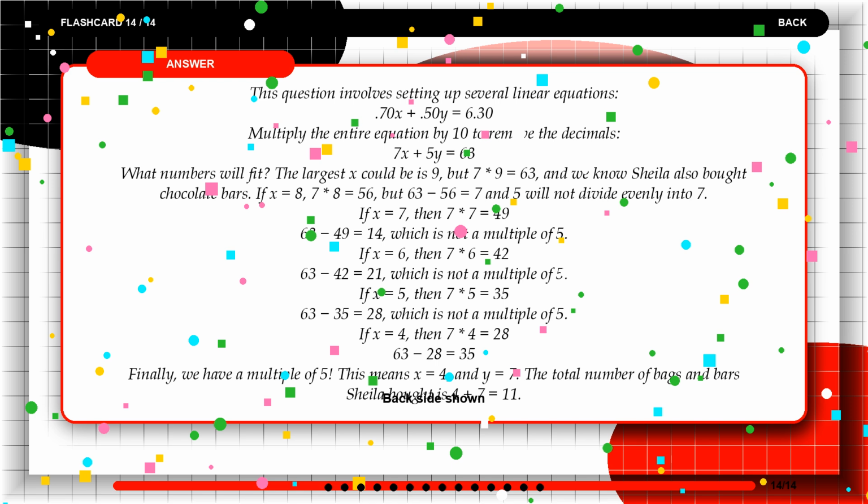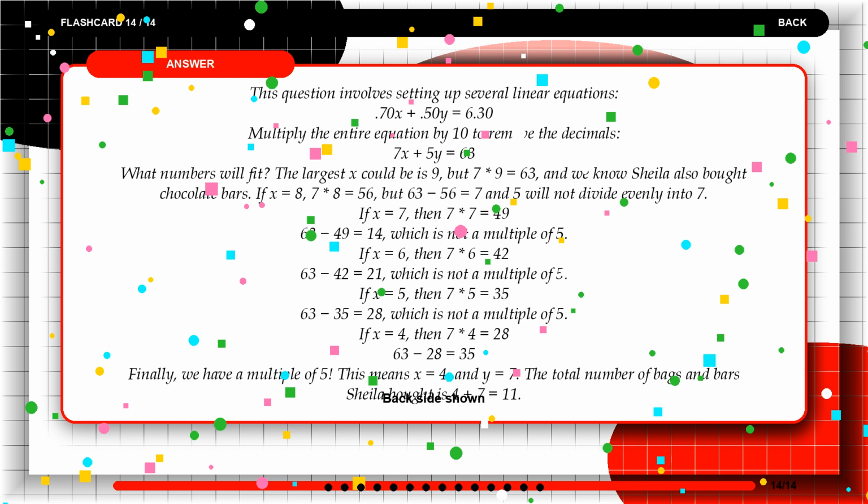If x equals 8, 7 times 8 equals 56. But 63 minus 56 equals 7, and 5 will not divide evenly into 7. If x equals 7, then 7 times 7 equals 49. 63 minus 49 equals 14, which is not a multiple of 5.